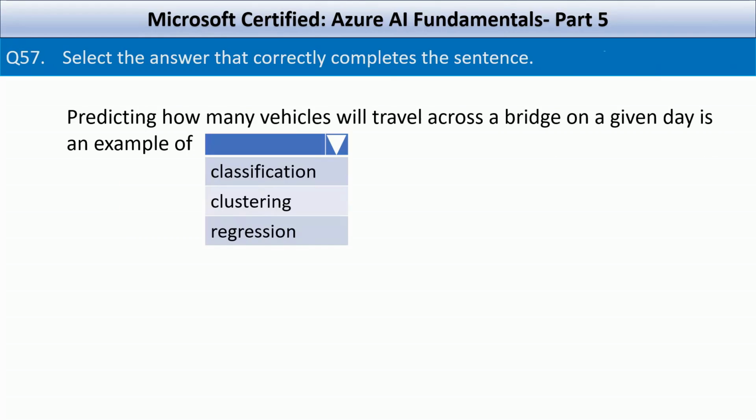Question number 57. Select the answer that correctly completes the sentence, and this time we are talking about: predicting how many vehicles will travel across a bridge on a given day is an example of, and your options are classification, clustering, and regression. Now, friends, classification is used when predicting categories like car versus truck or yes or no, so an incorrect choice here. Clustering is used for grouping similar items without predefined labels, so another incorrect choice. Regression, which is the correct answer, is used when the output is a numeric value like predicting the number of vehicles crossing a bridge on a given day.